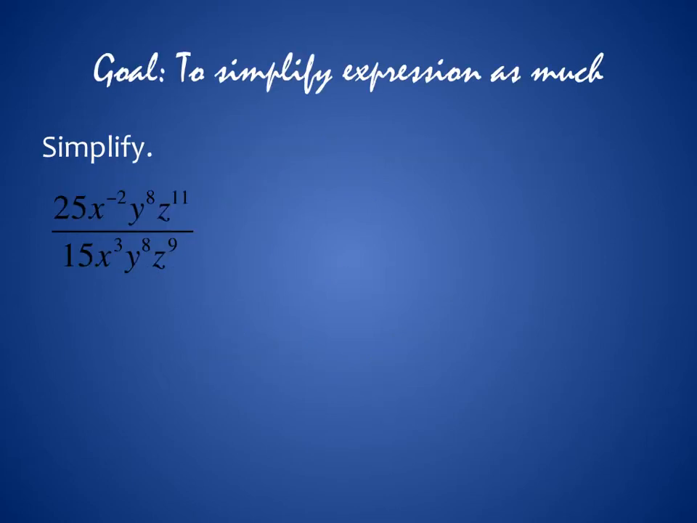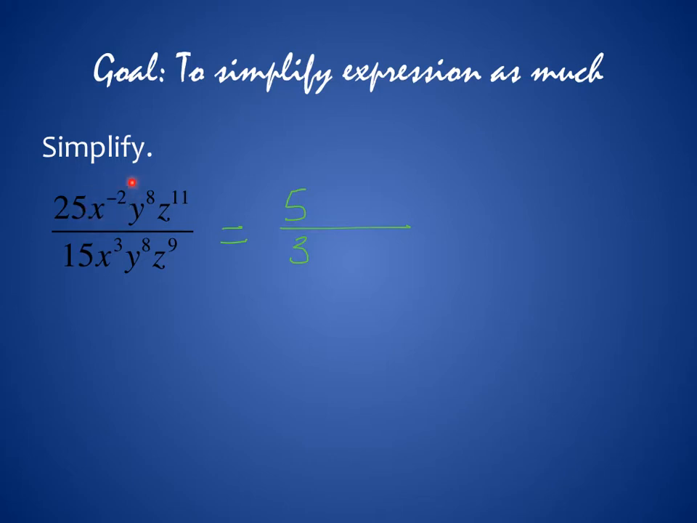Alright, our first example, we want to try to simplify this expression as much as possible. So first, let's look at this 25 and 15. First we want to reduce that fraction. Well, 25 and 15 both have a 5, so I can take a 5 out and I'll be left with 5 over 3. Now we want to take a look at the ones that have the same base.